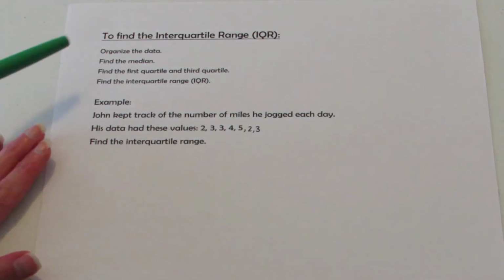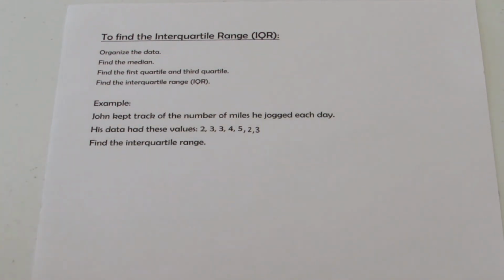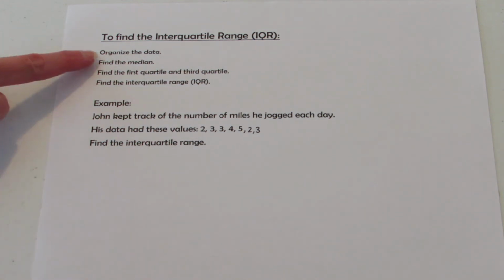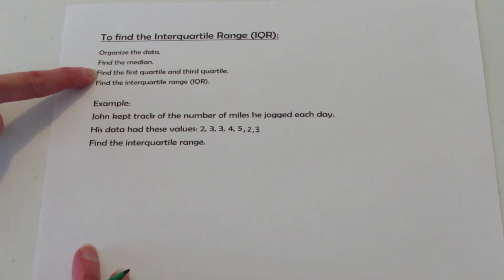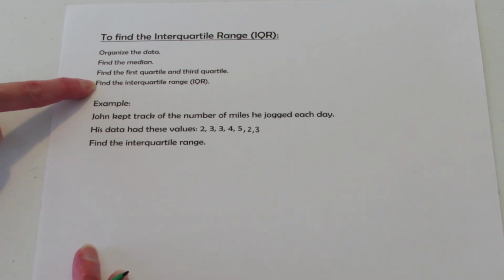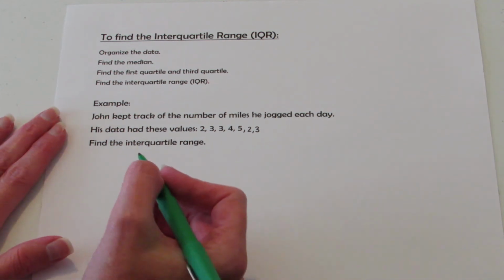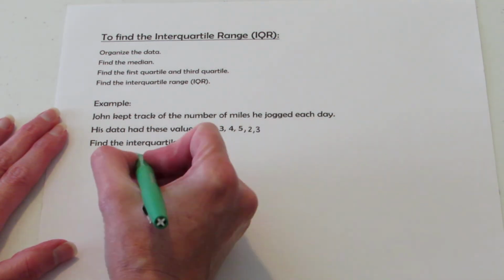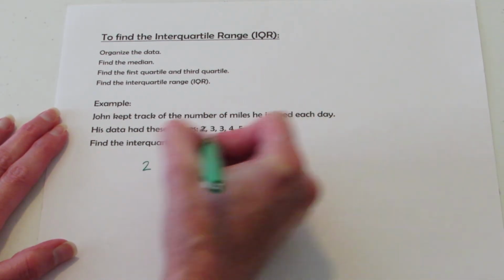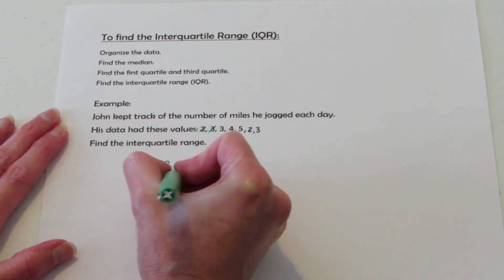So your first step is to organize the data, so that's going to be least to greatest. Find the median, find the first quartile and the third quartile, and then you can find your interquartile range. So here's an example. John kept track of the number of miles he jogged each day. His data had these values. Find the interquartile range. So my first step is to put these numbers in order from least to greatest.